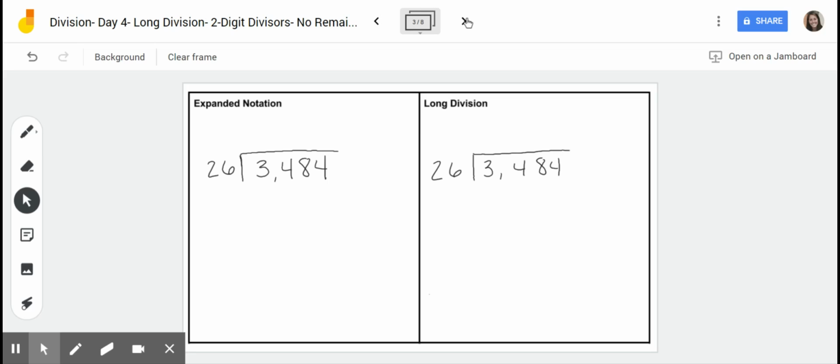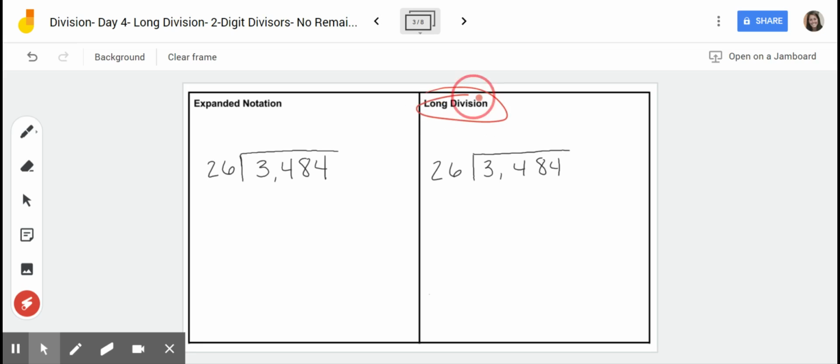Let's begin with the problem 3,484 divided by 26. Just like when we worked with one-digit divisors the other day, we're again going to be trying to figure out with expanded notation 26 times what number gets us close to our dividend 3,484 without going over.